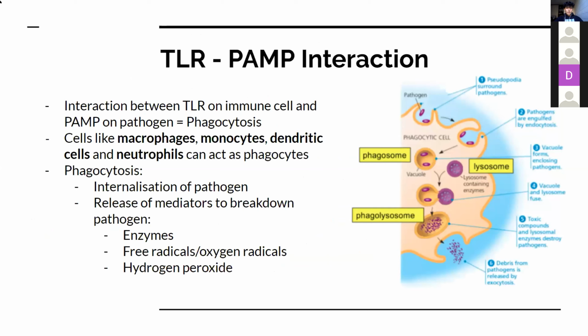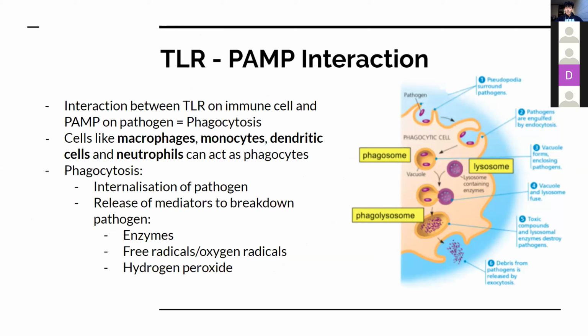Okay, the interaction between toll-like receptor and PAMP, you'll cover this a little bit more next semester, but I'll just mention it for now. The interaction between toll-like receptor on the immune cells and the pathogen-associated molecular pattern initiates phagocytosis. Phagocytosis can be undergone by macrophages, monocytes, dendritic cells, and neutrophils. Phagocytosis is essentially the internalization of pathogens and then release of mediators to break down the pathogen.